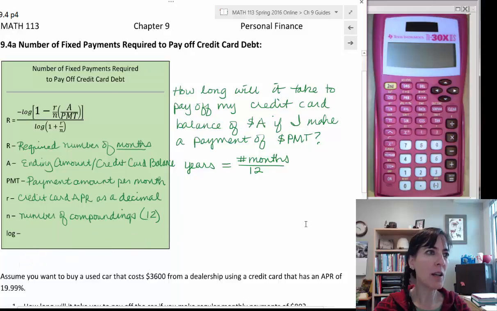And then log is a mathematical function that undoes an exponent. And I'm not going to go into a lot of detail about logs. If you're really interested in learning more about logs, you can look it up on Google, and there will be tons of information there. But in terms of this class, we just need to use the log function to undo exponents in the original annuities function. And so that's what we're doing here.